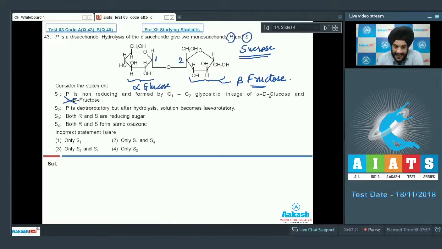Let us look at the second option now. P is dextrorotatory, but after hydrolysis, the solution becomes levorotatory. Students, this statement is also correct. We know that sucrose is a dextro compound. Upon hydrolysis, it gives an equimolar mixture of glucose and fructose.